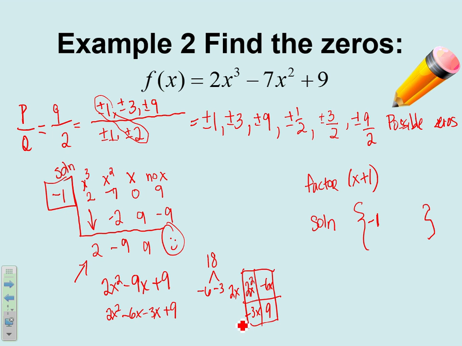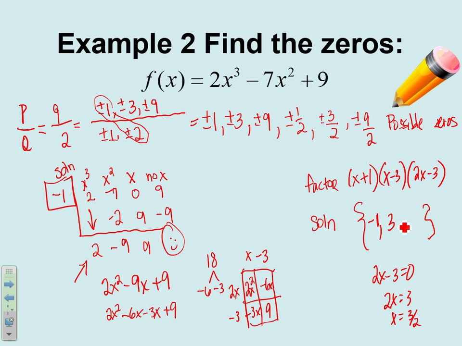That'd be 2x. That'd be negative 3. That'd be x. And that would be negative 3. And so my other two factors are x minus 3 and 2x minus 3. Therefore, my other two solutions, if I set that equal to 0, I'd get 3. If I set that equal to 0, I would get 3/2.